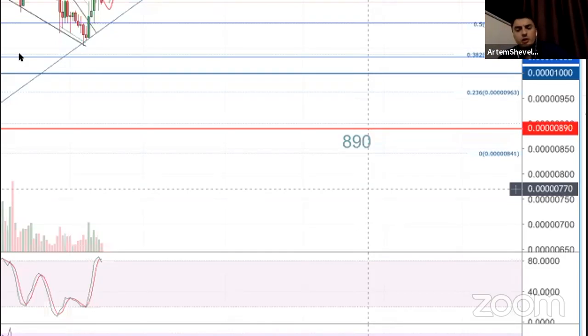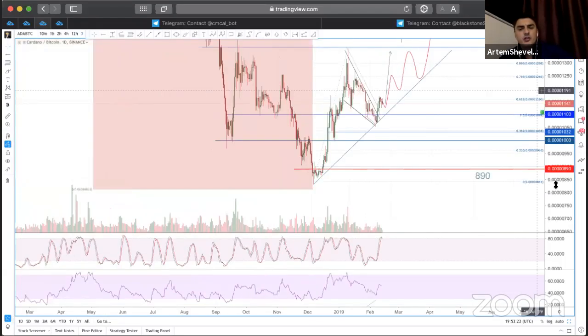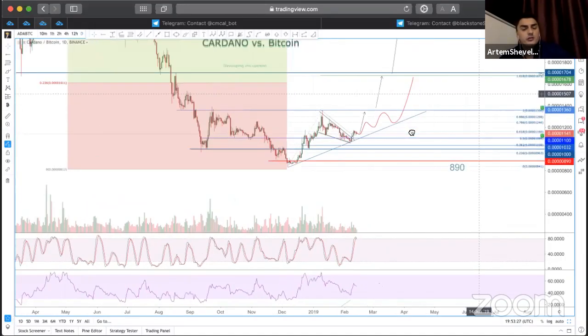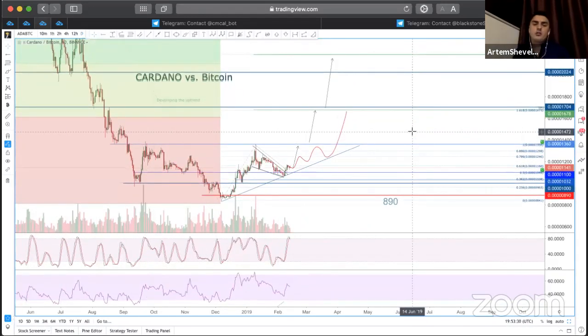Long term, yeah, more like 6 months. I think ADA could reach the level of 3,000 by the end of this year. But it's better to have 3x on this coin till the end of the year than having zero, right?